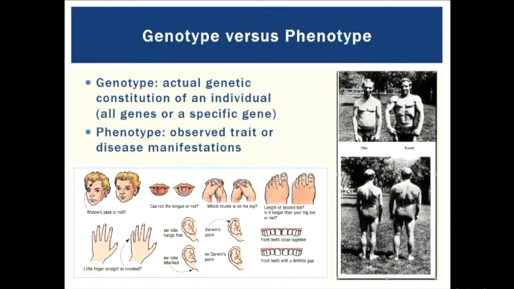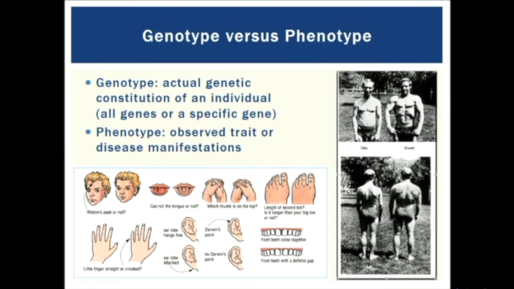So one of the most important concepts in this field is the difference between genotype and phenotype. And the genotype is, of course, the actual genetic constitution of an individual, either with respect to all genes or a particular gene. And the phenotype is the outer observable manifestation. So here you see a bunch of common characteristics, a widow's peak, the ability to roll your tongue, etc. Really common, observable phenotypic variations that we see in the human population.